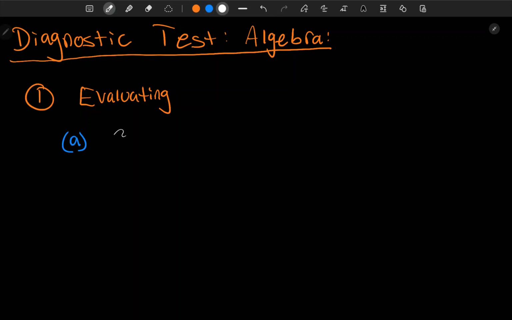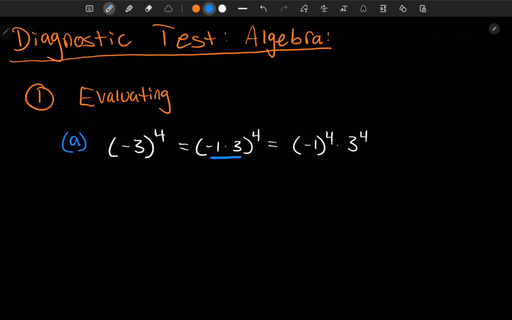For example, if I were to give you (-3)^4, and I asked you to evaluate this expression, what you should be able to do is tell me, well, -3 is equal to -1 times 3, and this is all to the 4th power. And we know that this should be equal to (-1)^4 times 3^4, because you have the product of two numbers here to some power. In this case, it's 4.